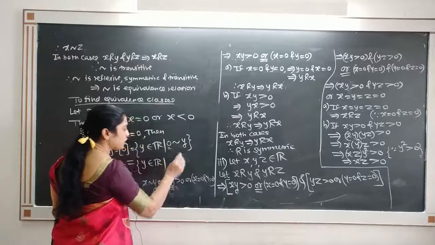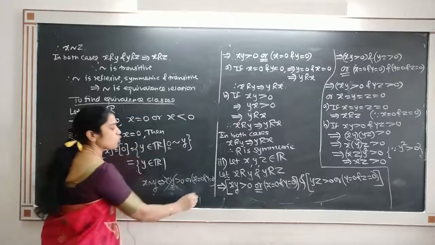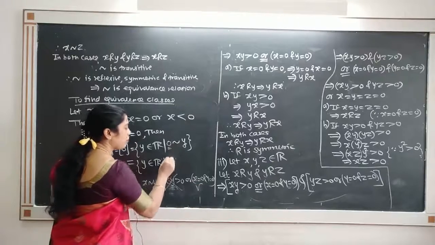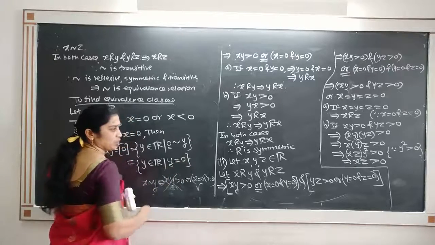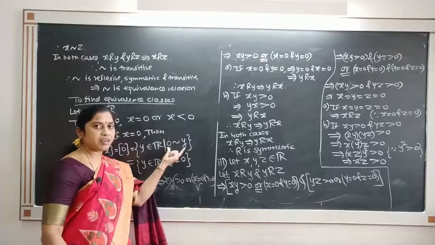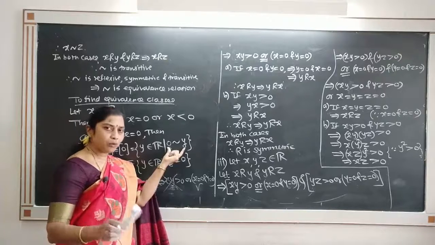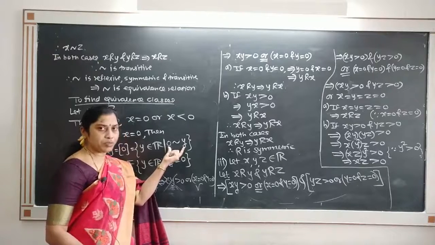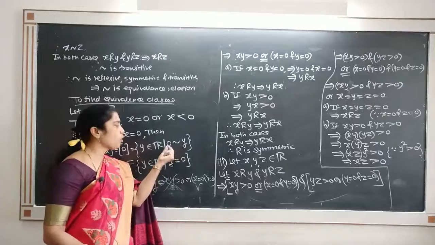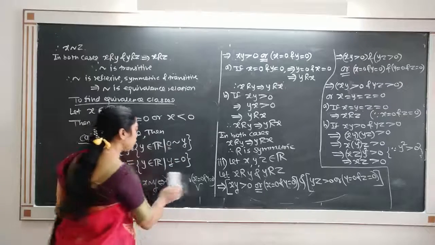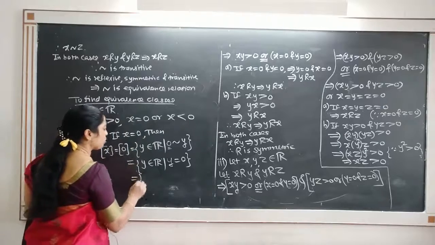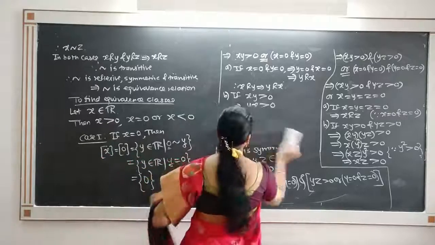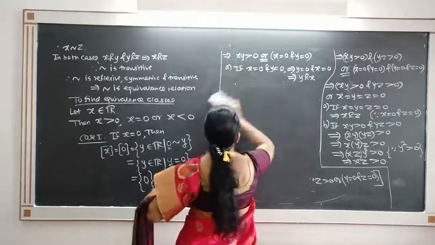So we have two conditions: x is related to y if and only if xy is greater than 0, or x is 0 and y is 0. Now see, because one of the numbers is 0, the product cannot be greater than 0. So obviously only this condition remains, x is 0 and y is 0. So this will be related if and only if y is equal to 0 by definition. Therefore equivalence class of 0 consists of only 0, nothing other. So the first equivalence class consists of only 0.